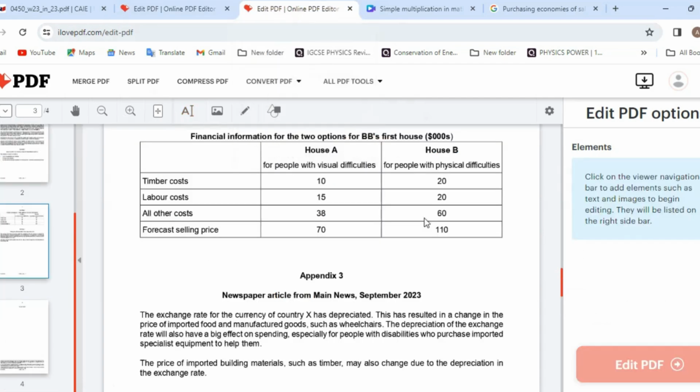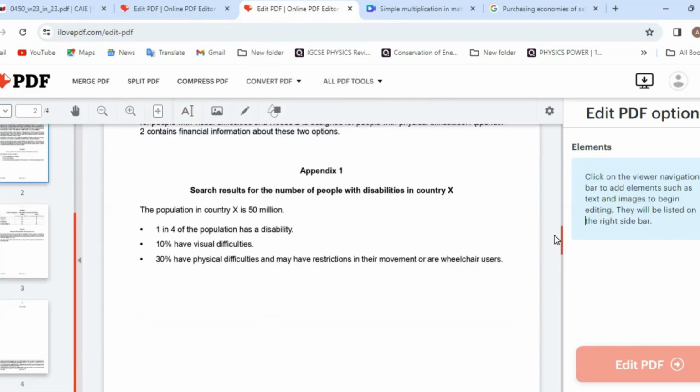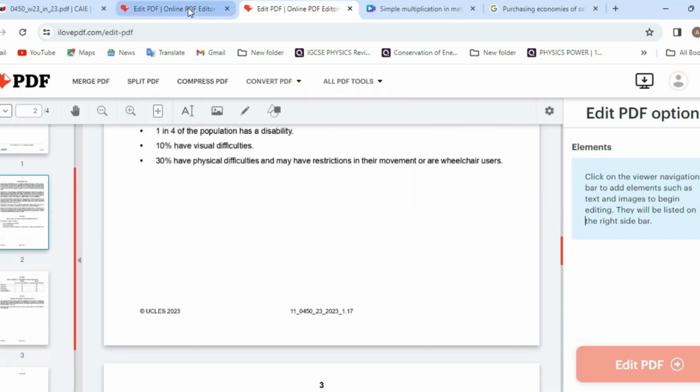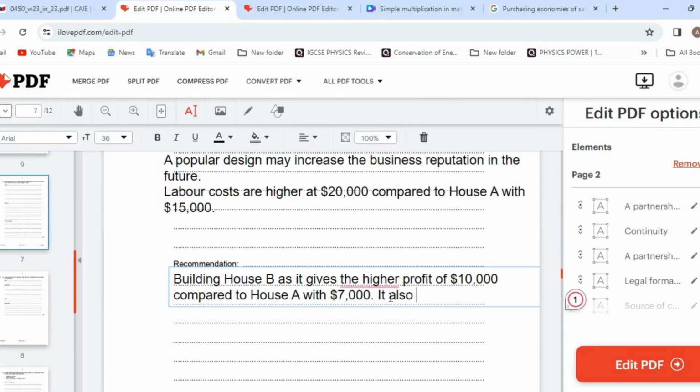As we can see, house B has the highest percentage of people that have physical difficulty. Let's try and put it there too to fill this place. It is also the house type that has the most potential for future demand. Yes.